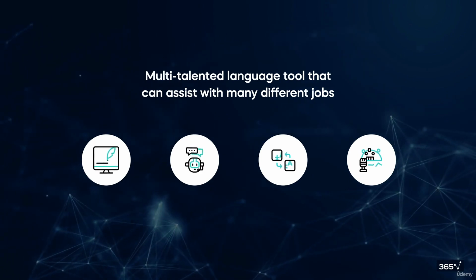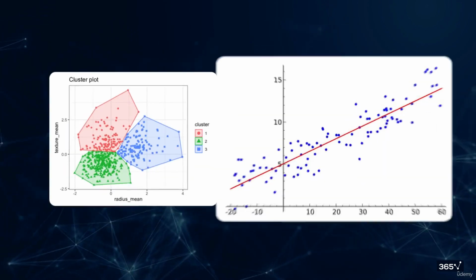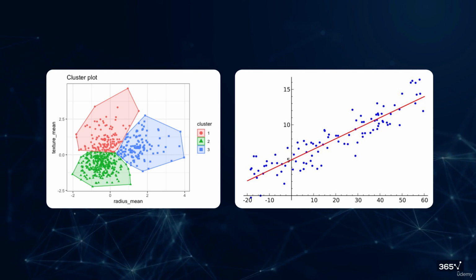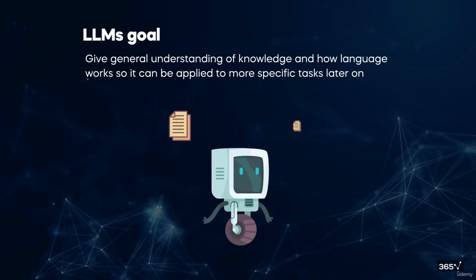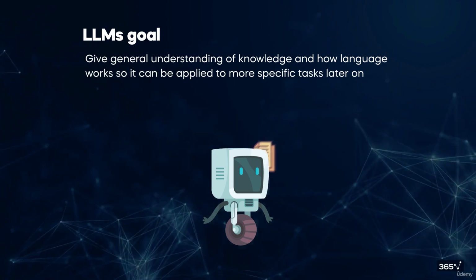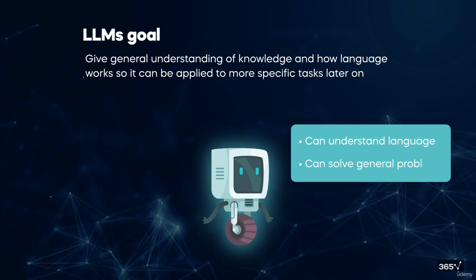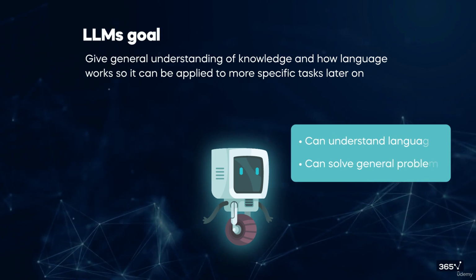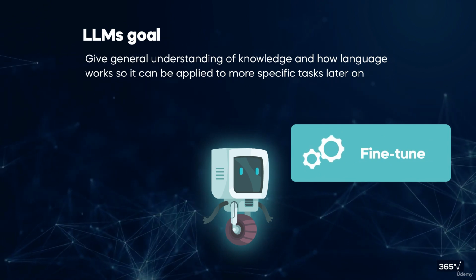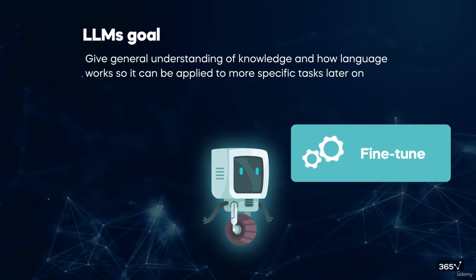If you've worked with much machine learning before, you'll be familiar with training a model for a specific task, such as classification or clustering. But with LLMs, the initial goal is to give the model a general understanding of knowledge and how language works, so that it can be applied to more specific tasks later on. We pre-train the model to understand general language and solve many general-purpose problems. Then we can fine-tune it to work on specific tasks or industries. Now, let's do a deep dive into what we mean by pre-training and fine-tuning these models.